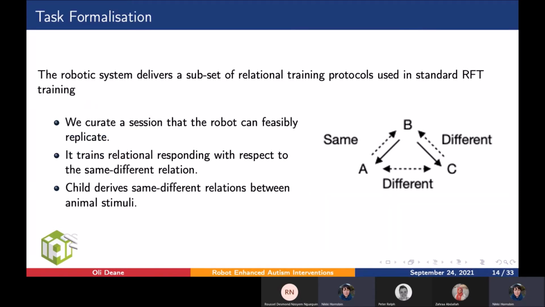So a bit about the system, or the development of our system. We formalised the task by saying that we curated a session that the robot could feasibly replicate. And this session trains a very simple relation of same versus different. In this case, the child will be presented with some animal stimuli, and they would have to derive relations between the animals depending on whether the animals like the same or different foods to the other animals on the trial.